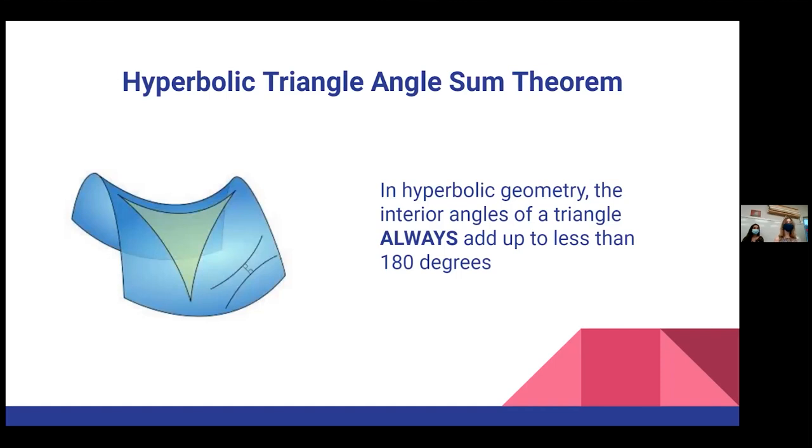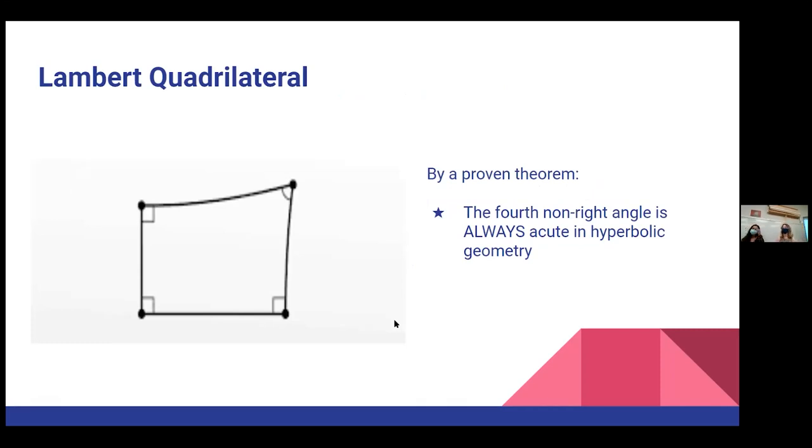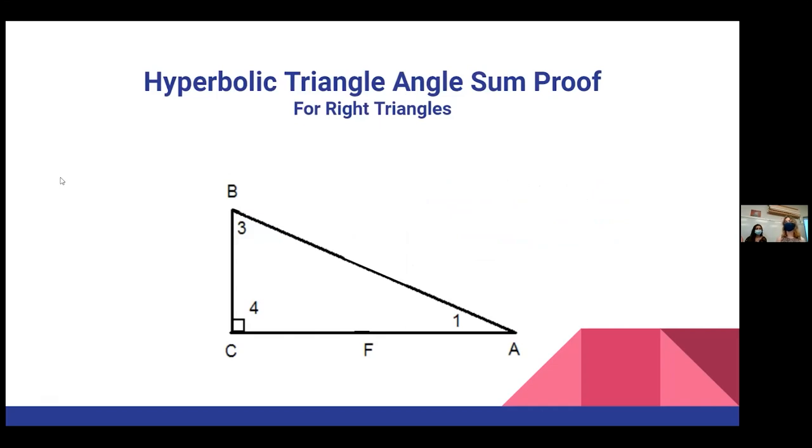So a very important theorem in the field of hyperbolic geometry is the hyperbolic triangle angle sum theorem. And all that really says is that there is no way for any triangle in hyperbolic space to have 180 degrees or more. So it's always going to have less than that. Before we get into that proof, we need to first familiarize ourselves with the Lambert quadrilateral. It is defined by its 3 right angles and its 1 non-right angle that is always acute in hyperbolic space, and that is due to the curvature of the lines. So now that we've seen what a Lambert quadrilateral is, we can get into proving the angle sum theorem.